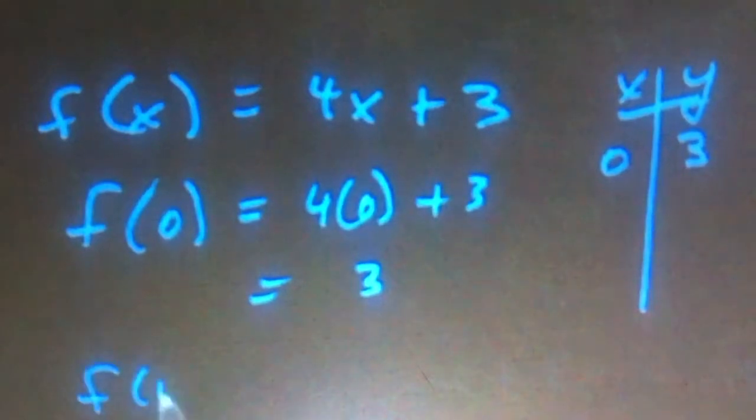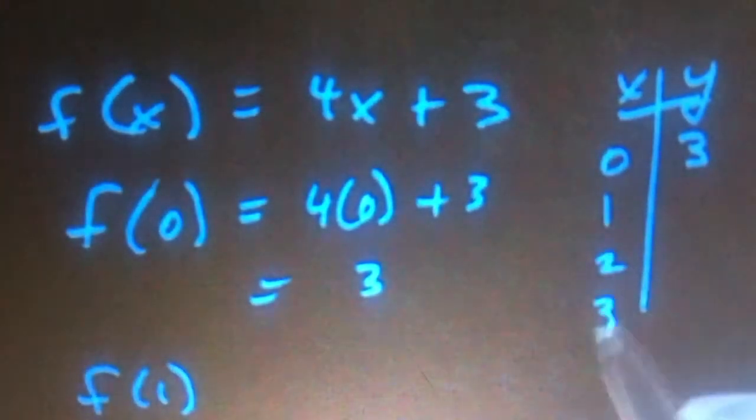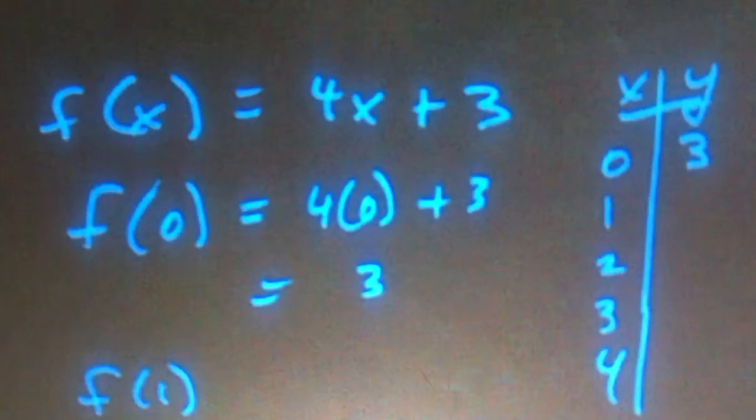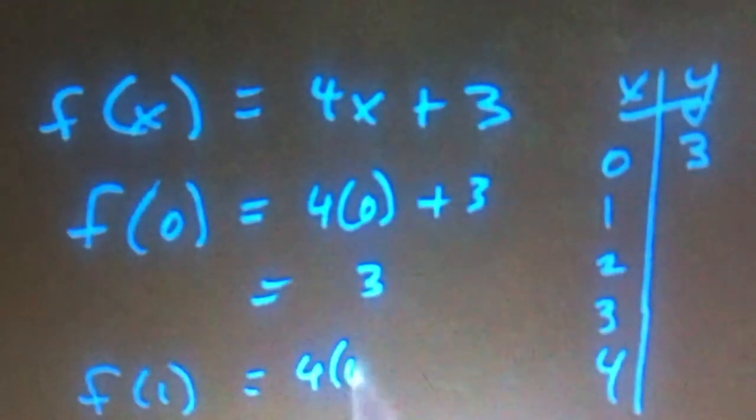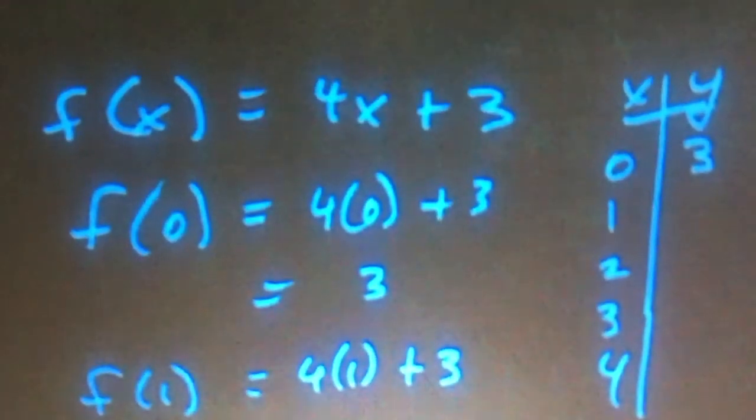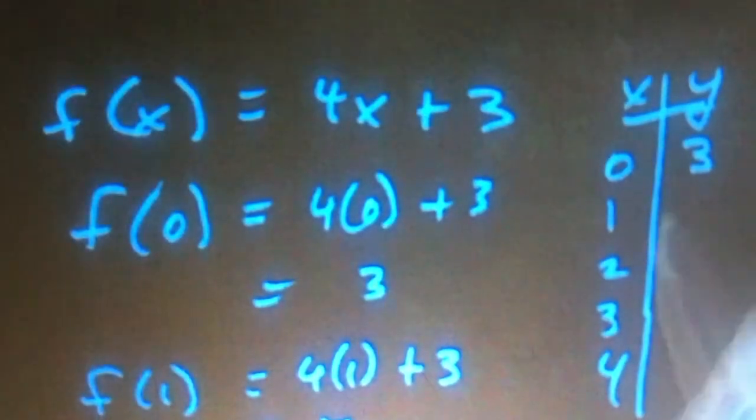If we put in f of 1, I'm going to go up in order: 1, 2, 3, 4. And we can see how it behaves. Let's go f of 1. We get 4 times 1 plus 3, and this equals 7. So we've got 7 there.